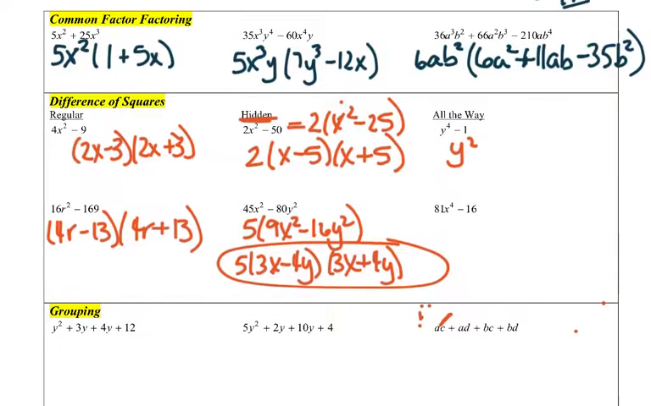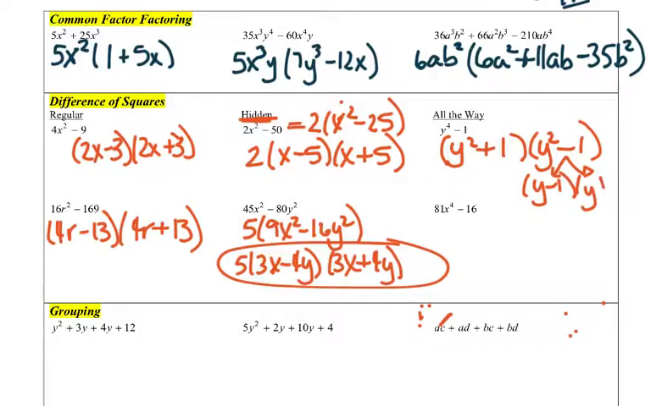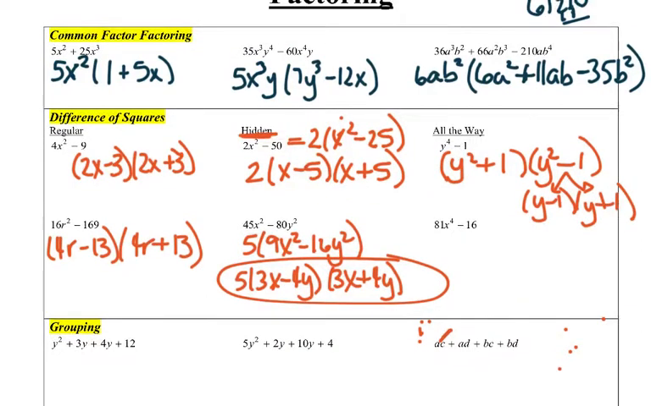So y to the 4th is y squared times y squared, minus 1 plus 1. And only one of those breaks down. Which one? Right, y squared minus 1 breaks into y minus 1, y plus 1, but a sum of squares does not factor. We'll talk about that more on the homework, but any which way you try it, a sum of squares does not factor. Y squared plus 1 just stays there.